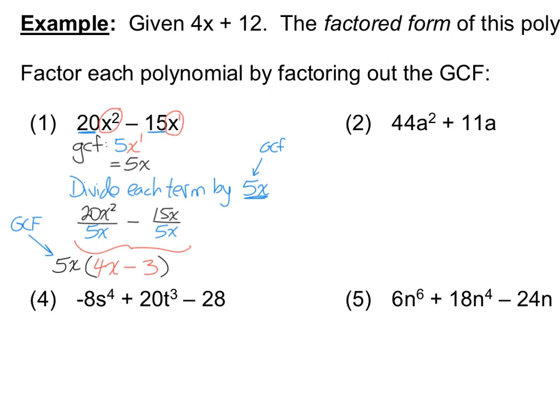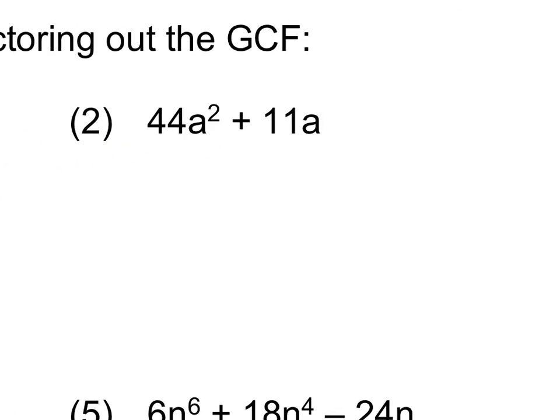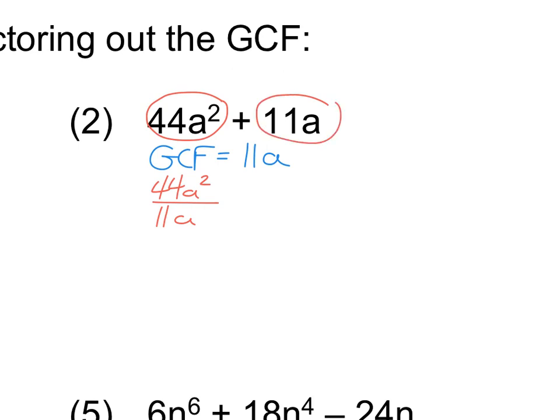All right, what would be the GCF in number 2? 11a. So then I'm going to take each term. We have a 44a squared. I'm going to divide that by 11a. I also have an 11a. I'm going to divide that by 11a. 44a squared divided by 11a is what? 4a. And 11a divided by 11a? 1. So 4a plus 1. I'm going to pop that GCF right in front. Simple.